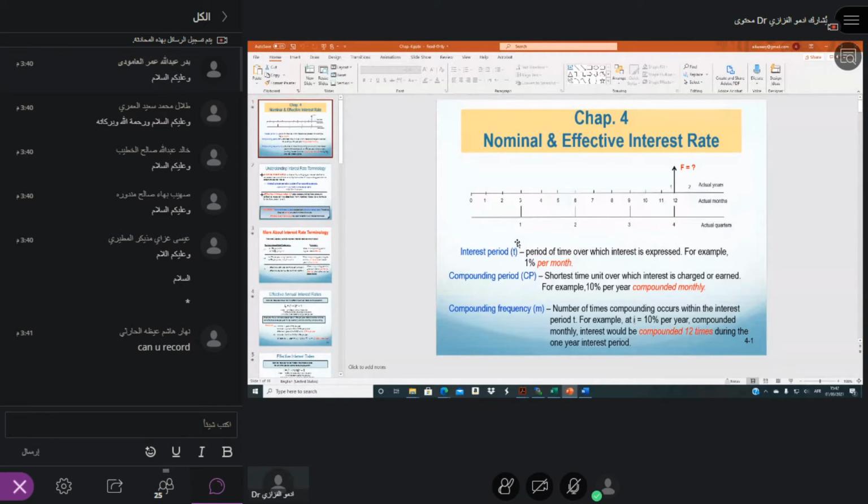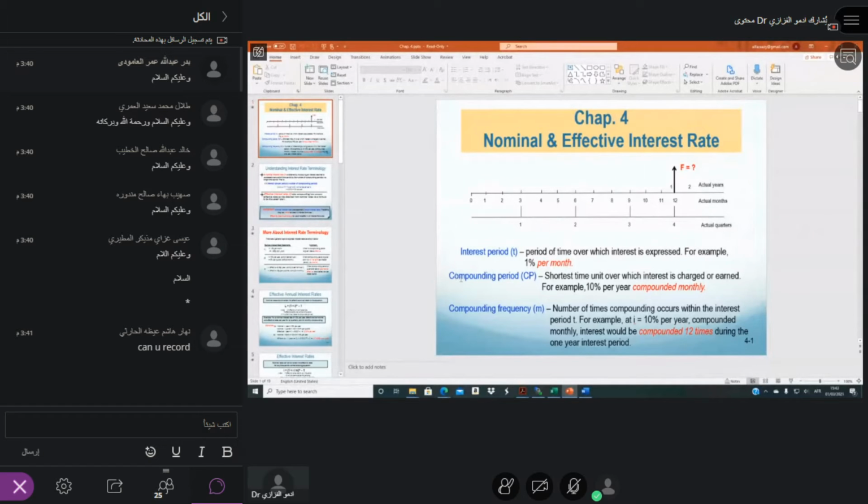So there are some new terms that we need to define. Number one is interest period. When we talk about interest period, we are saying the period of time over which an interest rate is expressed. So you say 12% per month, so the interest period is monthly, or 12% per year, so now we are talking about a yearly interest rate.